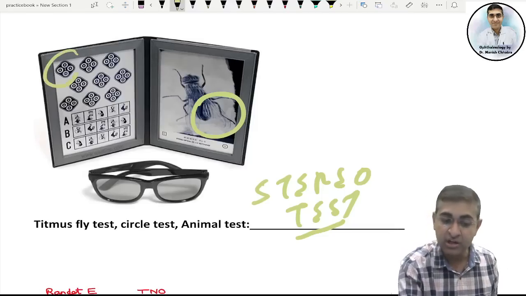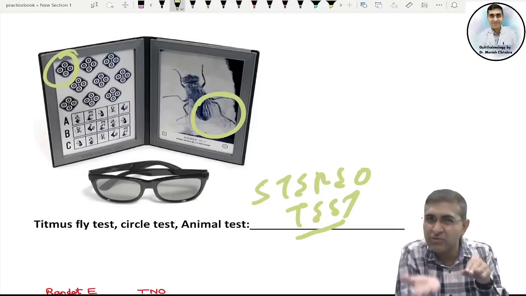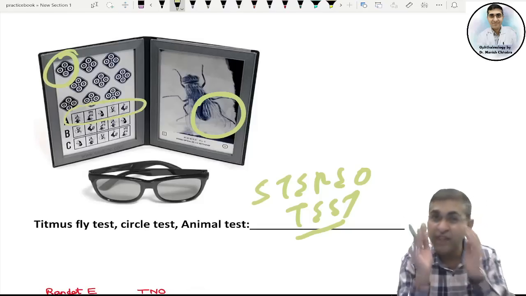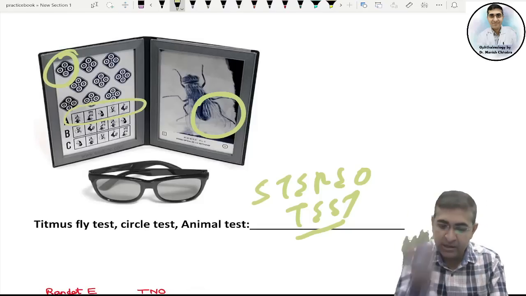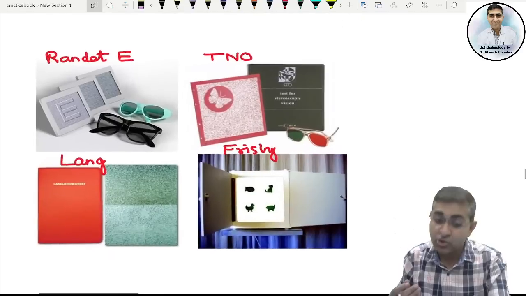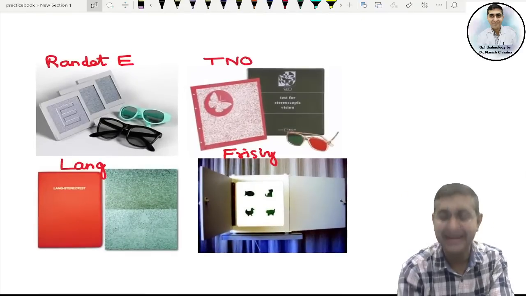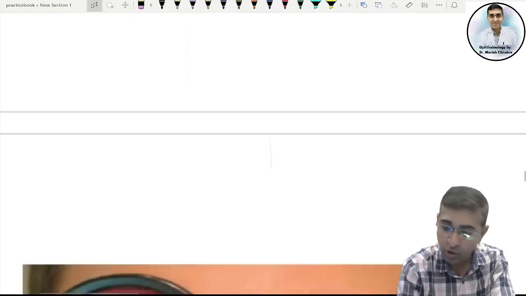Then this is your circle test. Out of a set of 4 circles, 1 circle will appear above the base. This is the animal test. Out of the set of 5 animals, 1 animal will appear to be above the base. There are other tests: Randot test, TNO test, Frisby test and Lang test. Yes, these are all your stereo tests.